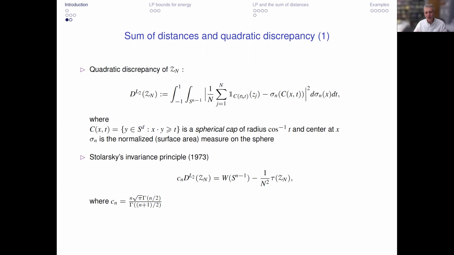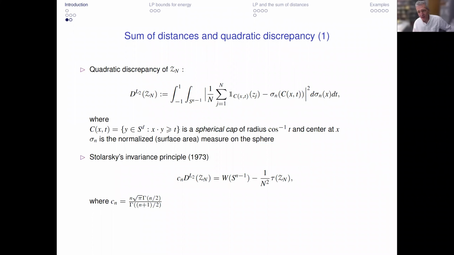Now, take a random point x on the sphere and look at the normalized number of the code points, the code is fixed, in that cap. Subtract the average number of code points in the sphere, which is more or less proportional to the surface area of the cap. Let us take a square of that and integrate over all x, which, as I said, can be thought of as being random. And then this is nothing but the variance, or proportional to the variance, of the number of code points in the cap. Now, after that, we integrate over all the radii of the caps and call this quadratic discrepancy.